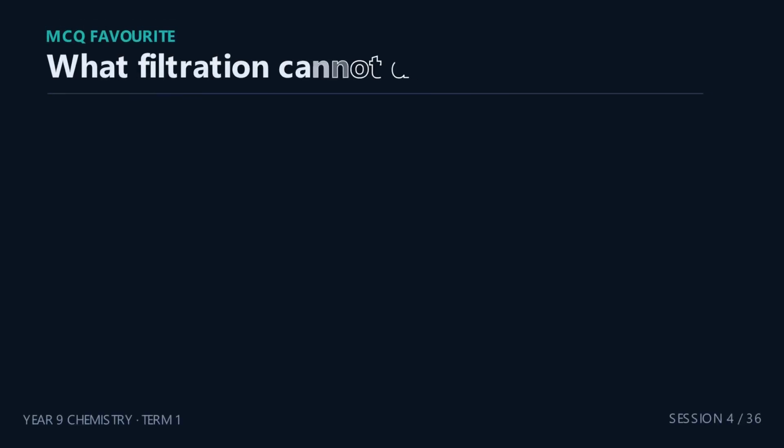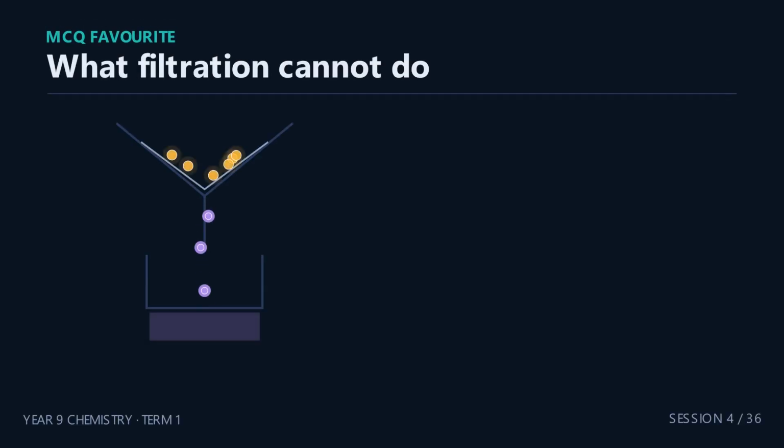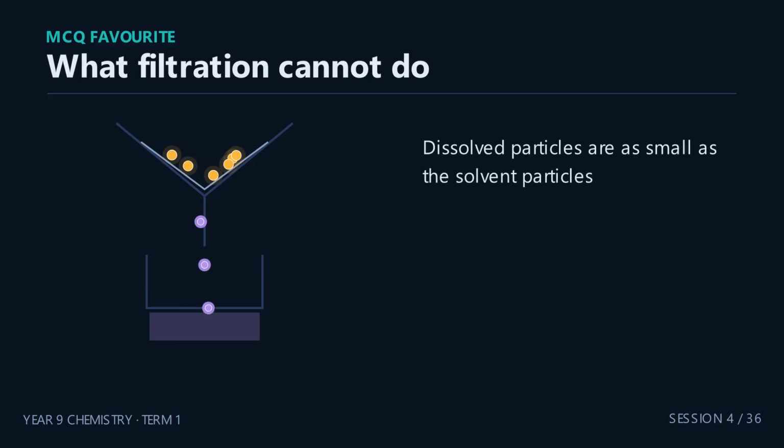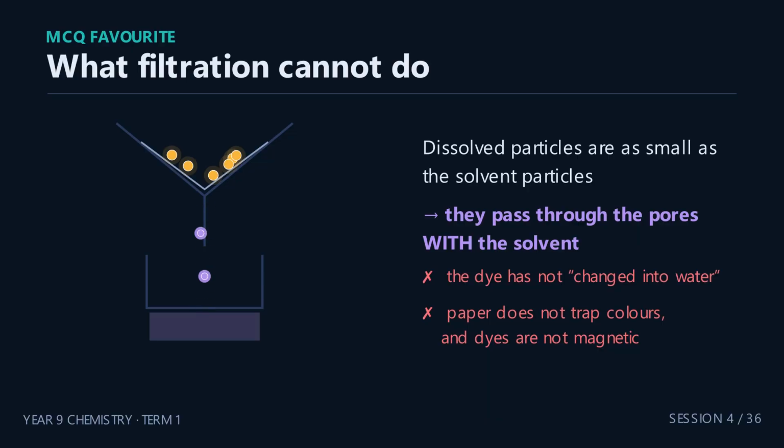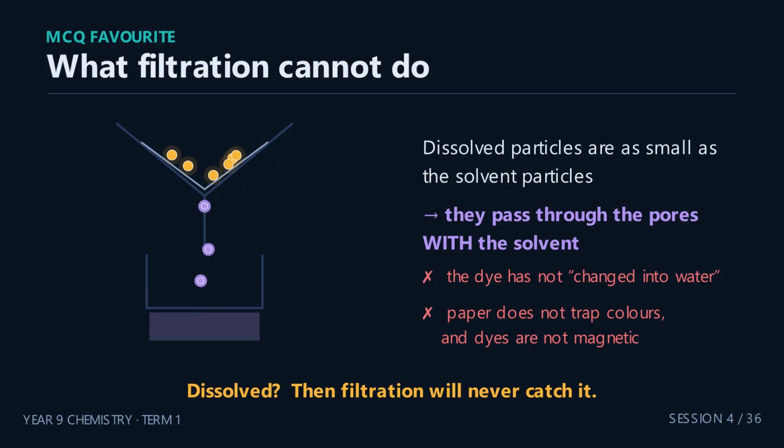But here is what filtration cannot do. It cannot remove a dissolved substance. Watch the dissolved dye. Its particles are at the same tiny scale as the water particles, so they travel straight through the pores with the solvent. The dye has not changed into water. The paper does not trap colors. Dissolved particles are simply small enough to pass through. If a substance is dissolved, filtration will never catch it.